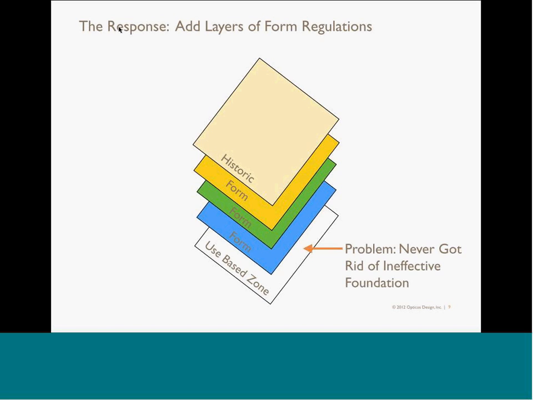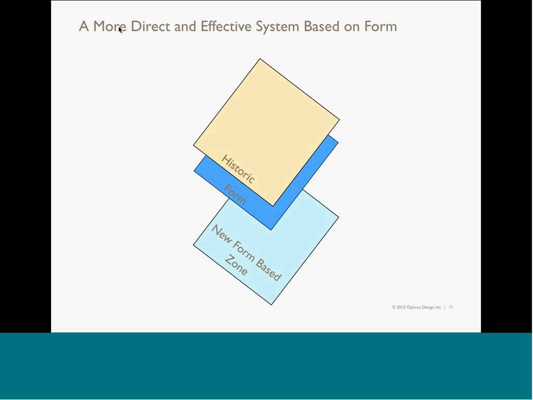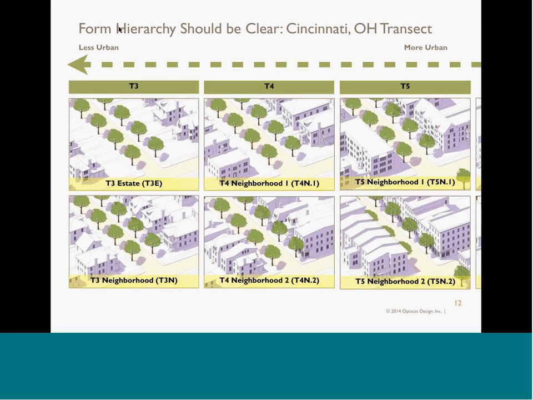In an instance like this, what we'll likely think about recommending, in a lot of the instances, especially in the central Austin context, is that the new form-based zones replace the existing use-based ones, and that use, as we think about a lot, becomes secondary as a supplement to the form-based foundation that's created in the new form-based zones. Rule 2 is that a hierarchy of form is the organizing system. And I'll jump in to tell you a little bit more about what that means.